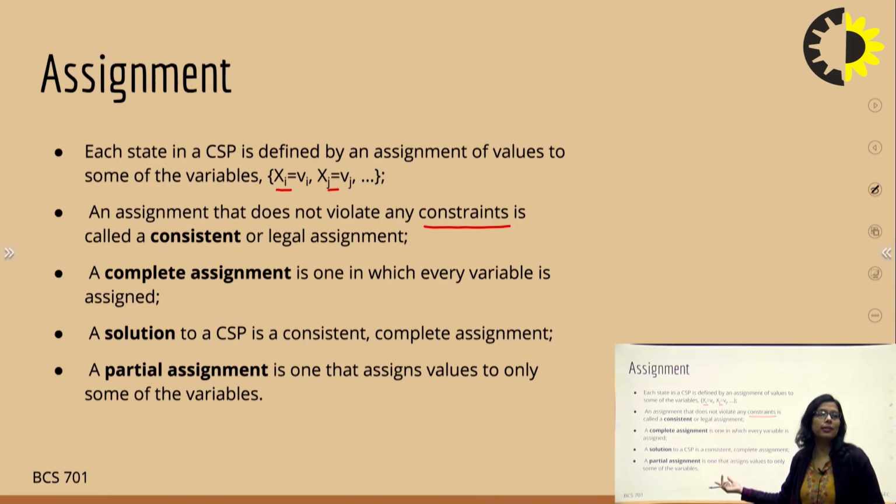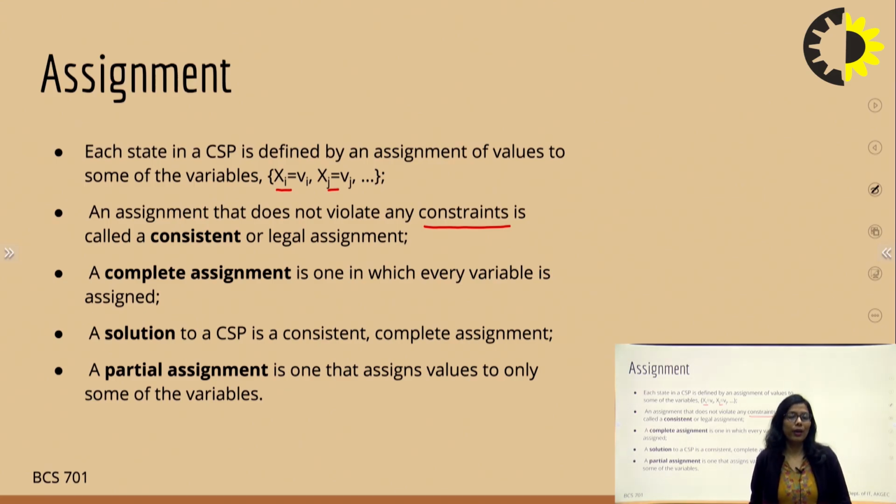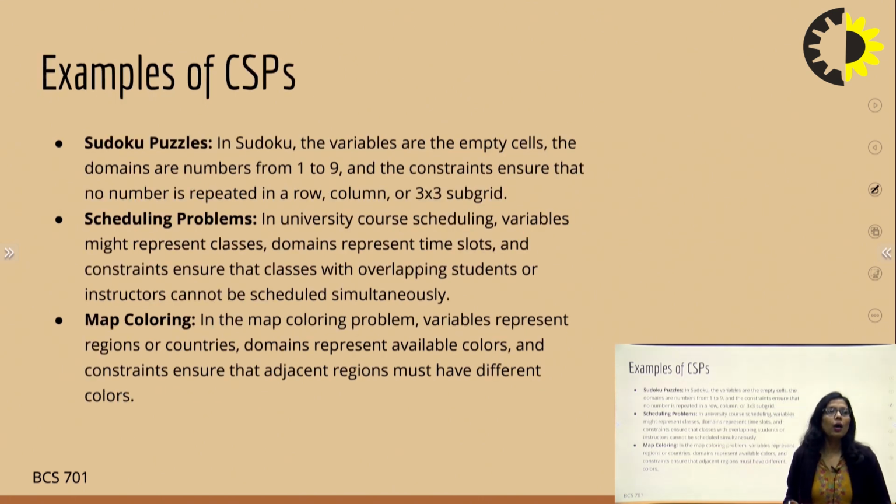If there is a partial assignment, that is, we can assign only a few variables to some consistent values, we call it a partial assignment. Now, an example of a CSP is a very simple one, your Sudoku problem, that we always play in our lives.